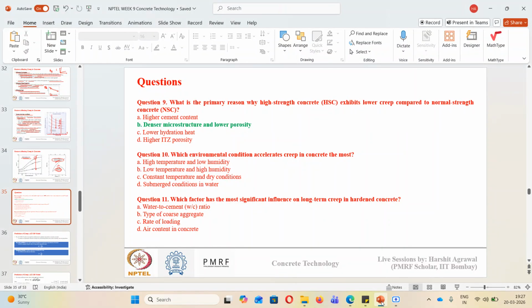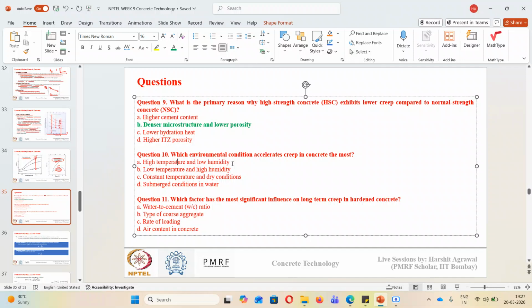At low temperature and high humidity, if there is high humidity, then moisture loss will be lower. It won't be higher. So the correct answer is A, low relative humidity and high temperature. Low relative humidity and high temperature will accelerate the moisture loss from inside concrete, and as moisture loss increases, the creep strain will increase because there will be shrinkage in concrete.